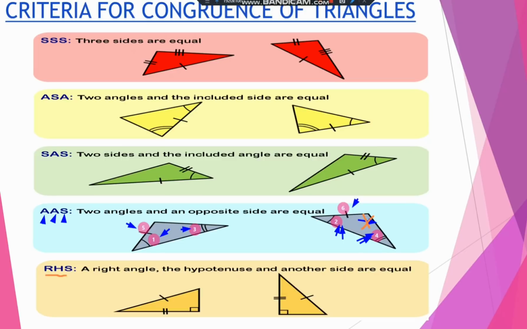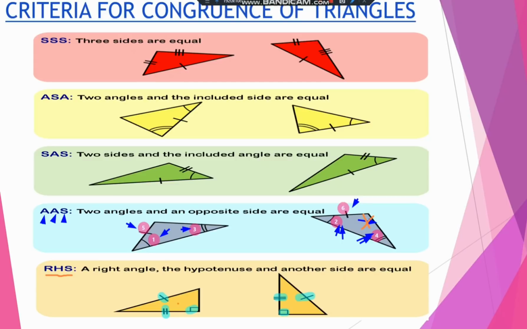Now the third one is RHS. The two triangles should be right triangles. So there has to be a right angle. So there are two right triangles here. So one is this right angle, one is here and the other is here. So two right angles are to be there, and the side opposite to this is called hypotenuse. So this side should be equal to this side. So there's no confusion. The side opposite to the right angle should be equal, and one of the other two sides should be equal. So any one side should be equal to any one side of the other right triangle.